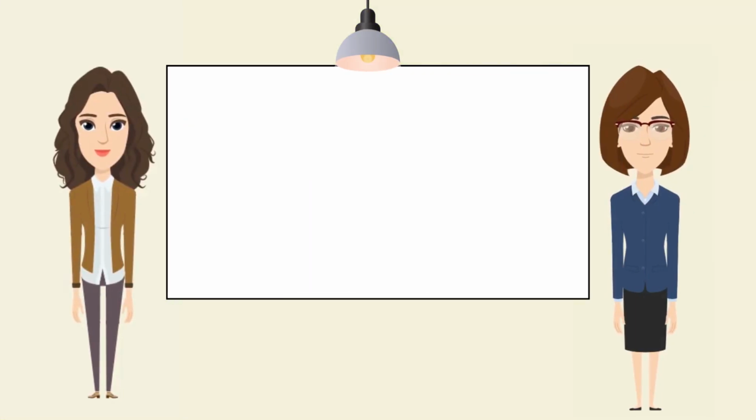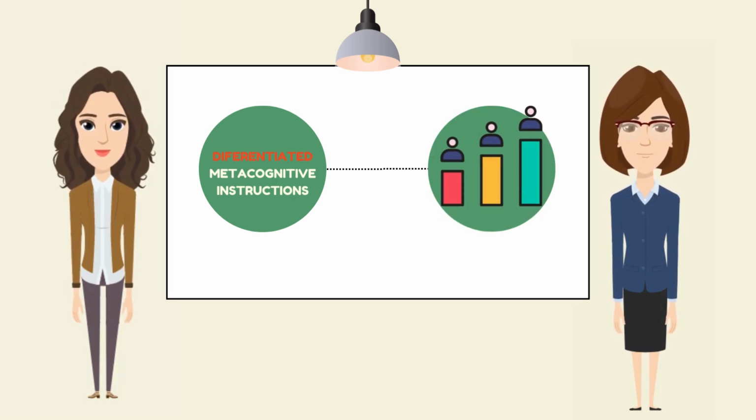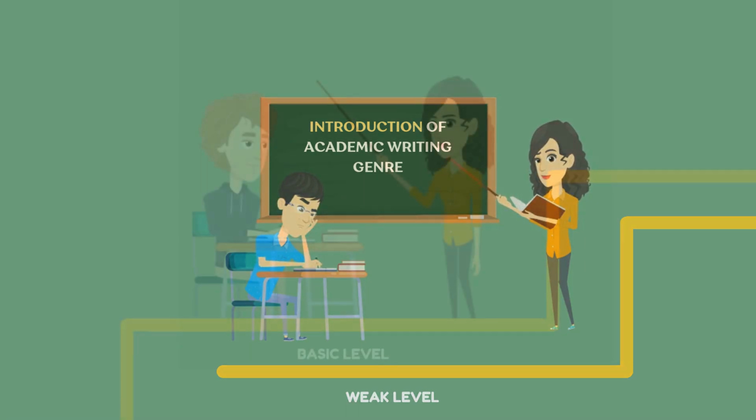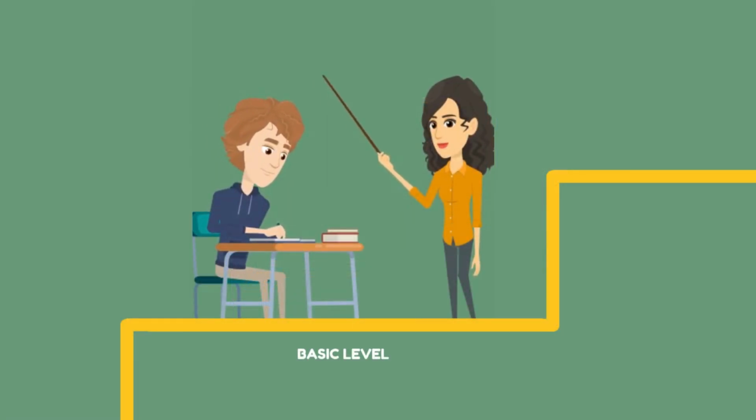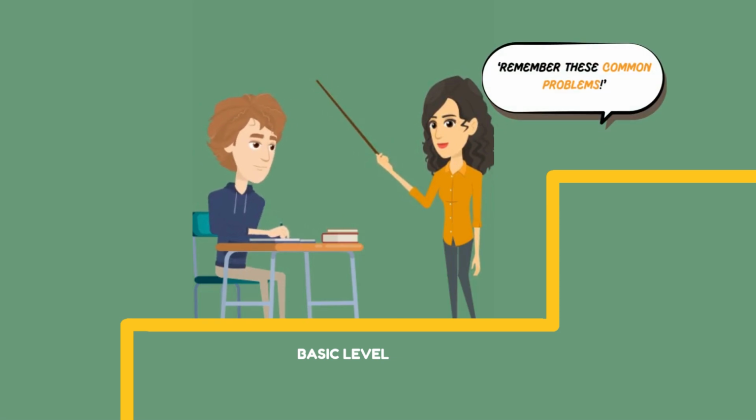Based on the findings, the researchers suggested that EAP writing teachers provide differentiated metacognitive instructions to students at different levels of discourse competence. Specifically, for those diagnosed as weaker in discourse features, teachers should conduct awareness-raising activities to build up their knowledge and strategies. For students at a basic level, providing a detailed checklist of common problems can help them avoid these issues during the writing process.